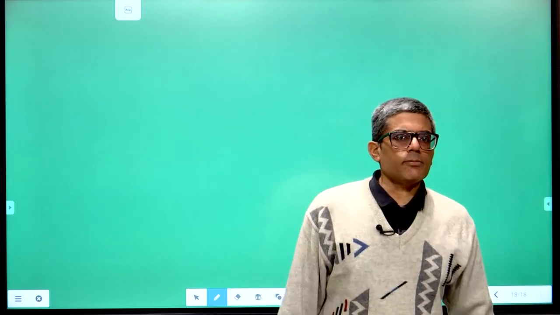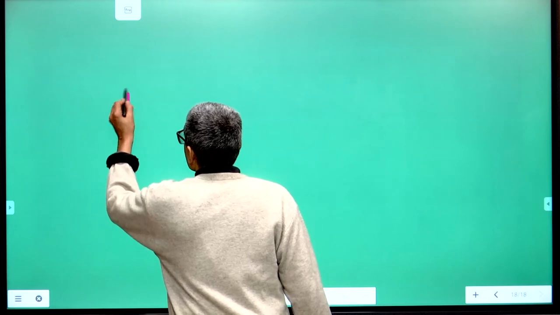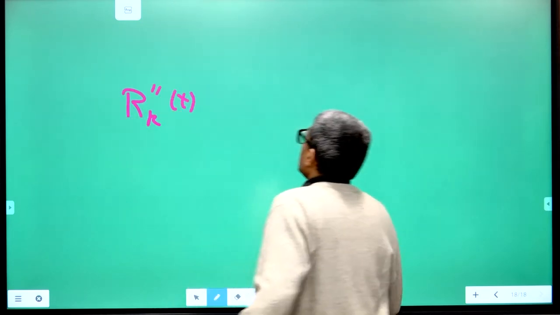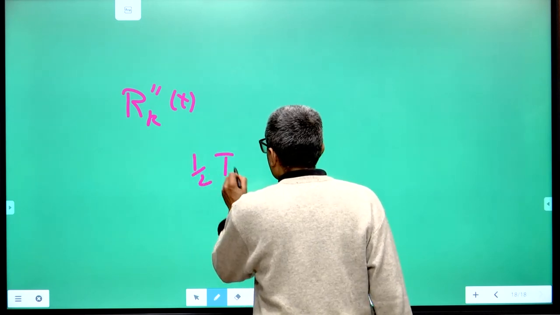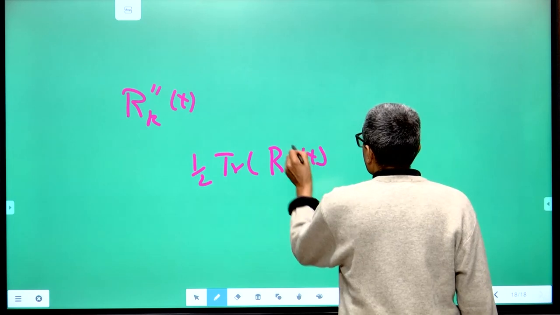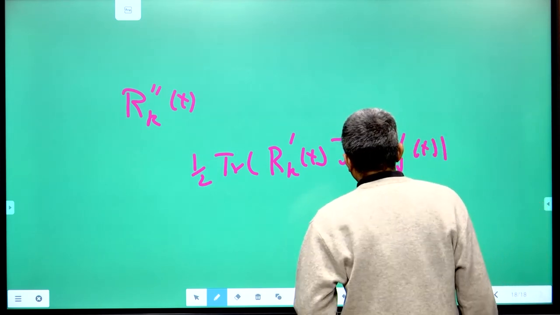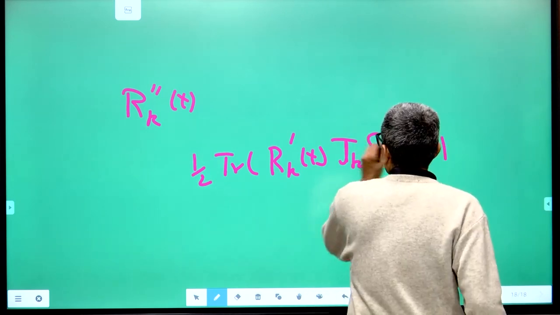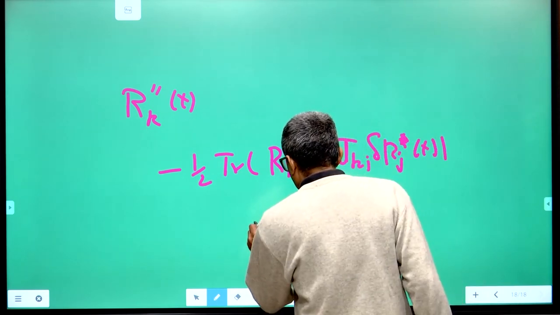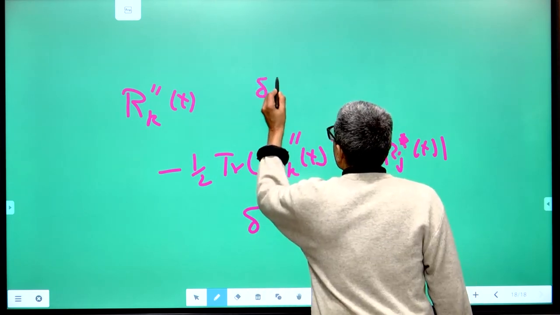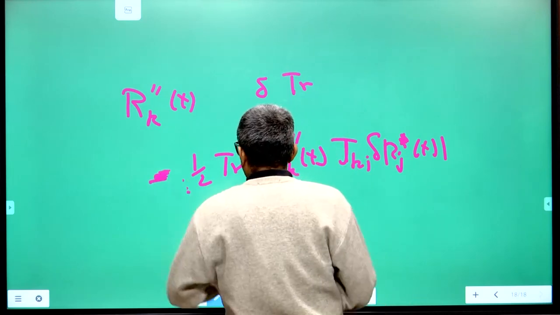Now, you want to write this in terms of coordinates after you set up the entire Lagrangian and write down the Euler Lagrange equations of motion. You get an equation of the form r_k''(t). See, if you differentiate, say for example, half trace of r_k'(t) J_k J r_j'(t), and take the variational derivative with respect to r_j, you will get this, right. And you integrate by parts, then this will come here. So, if you look at the coefficient of delta r_j(t), it is r_k'' into J_k J, whereas if you take the variational derivative of trace of, there is no minus half here, it is simply half.